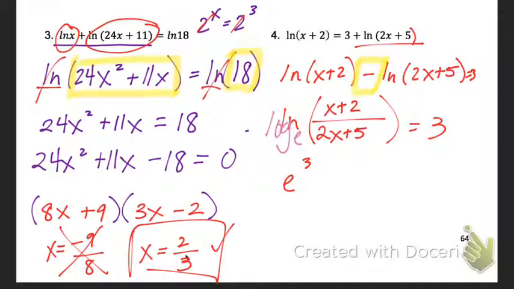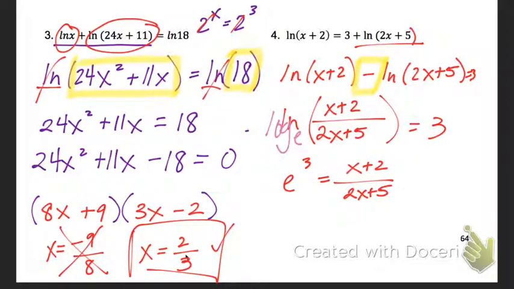x plus 2 over 2x plus 5. Now we're done. Why? Because e to the third is just technically a number. It's like 2.7 to the third power.